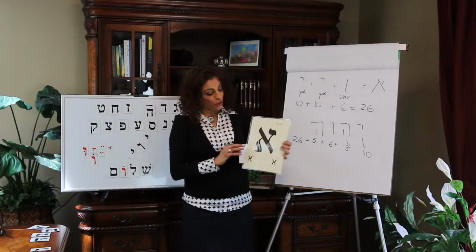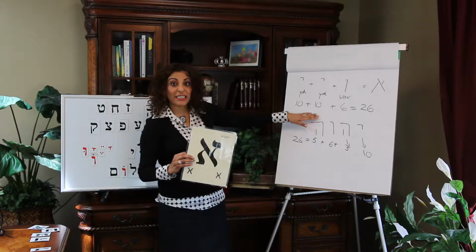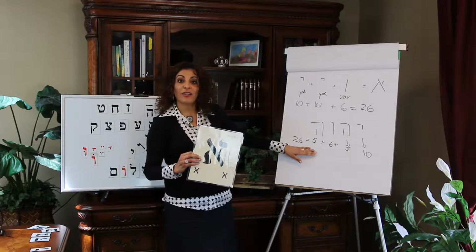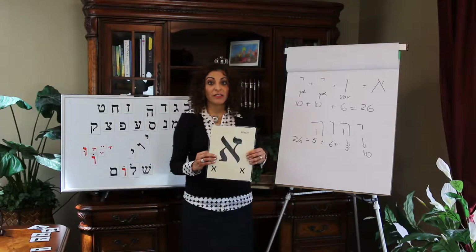So we were talking about the Aleph, right? And how it is 26, and it is in God's most holiest name, Tetragrammaton. And the name of it is Aleph.